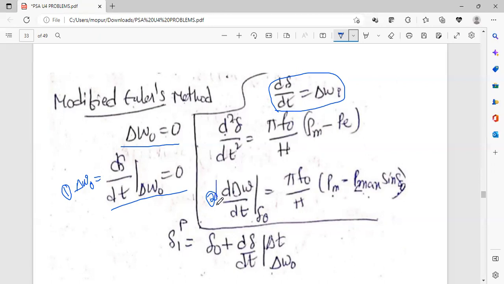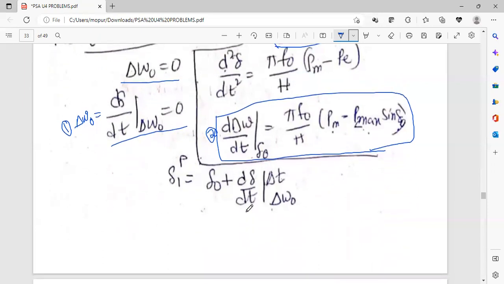So d del omega by dt is equal to pi by f naught into Pm minus Pe. That Pe we are taking as Pe2 max sin del naught. The same thing. For first iteration, it is del naught. Second iteration, it is del 1. Third iteration, it is del 2, like that. Now, after finding this del omega naught, d del by dt and d del omega by dt, this is the formula. This is the third step you need to do.